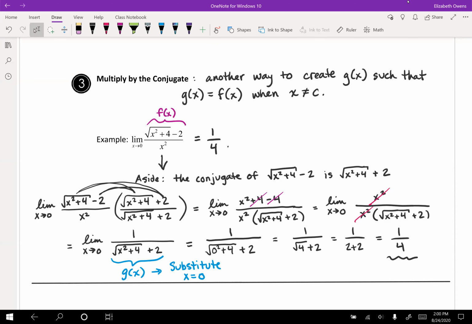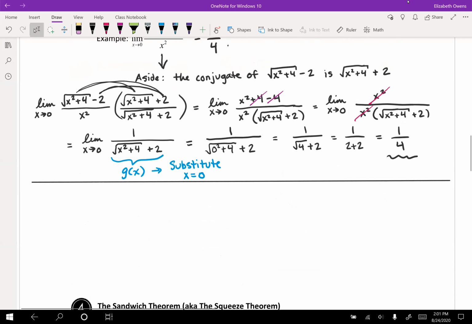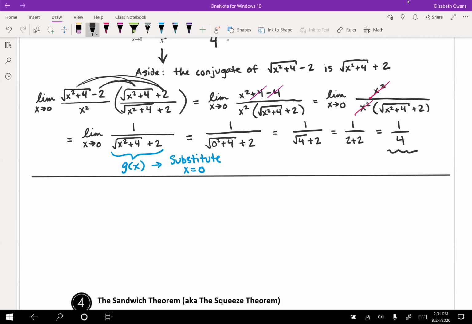Hello, this video is to learn the fourth special property or trick for finding limits algebraically. Before we can do that though, we need a little property first that's going to help us out. So here is the property.